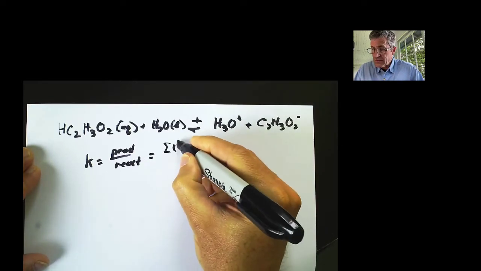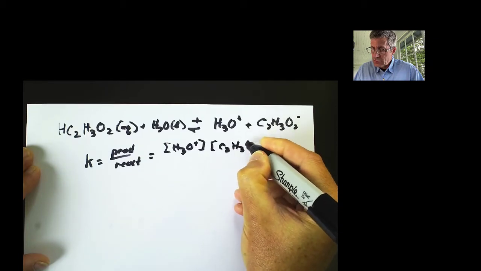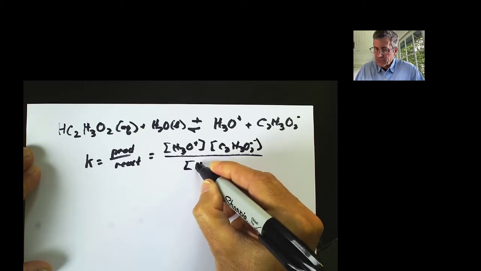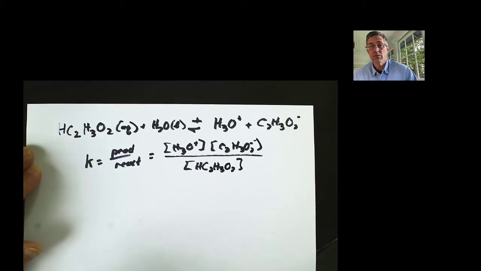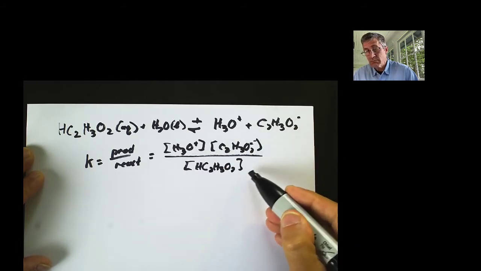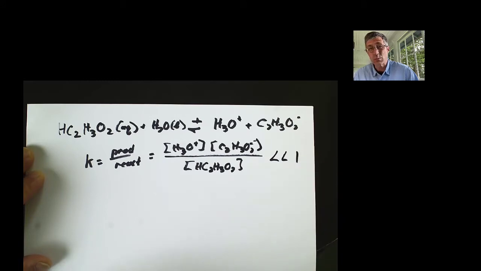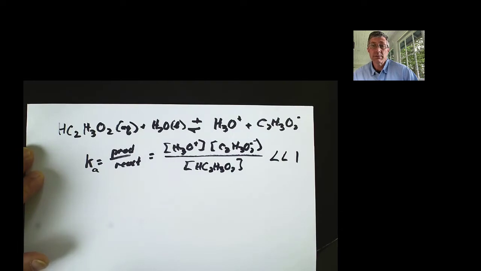It's going to be the concentration of H3O plus times the concentration of C2H3O2 minus. And I'm going to divide this by the concentration of my conjugate acid, all stuck together. I'm leaving water off because it's a liquid. This is a weak acid, so that means I'm going to have few products and mostly reactants, right? So this value for K is going to be much less than 1. And because it's chemistry, I'll call this Ka to represent an acid dissociation reaction.